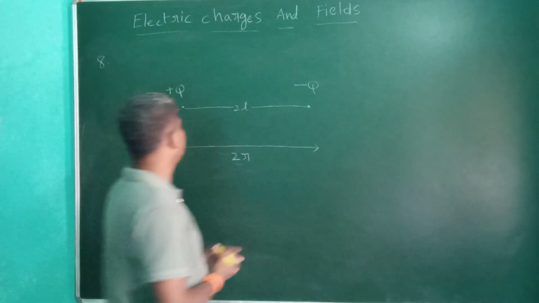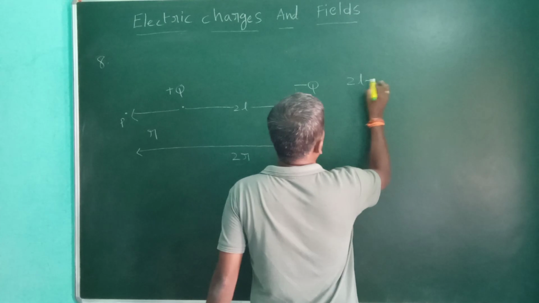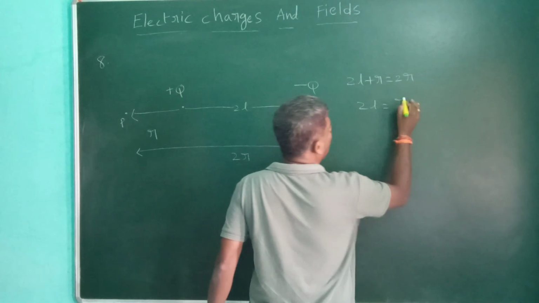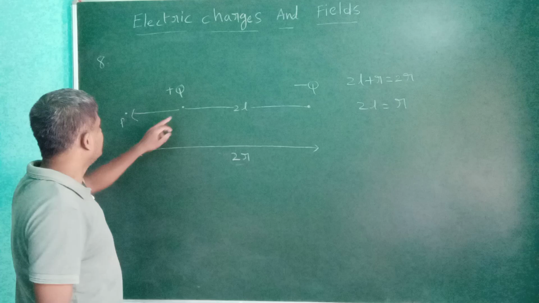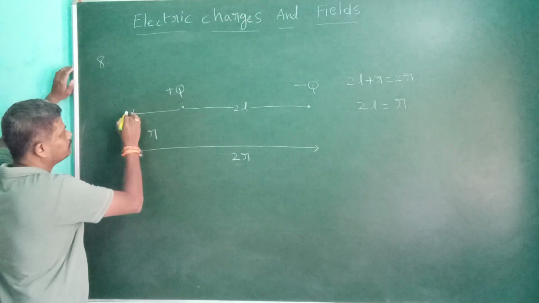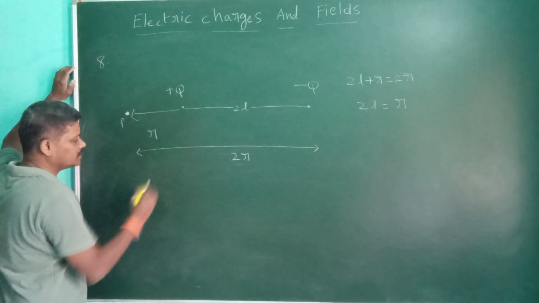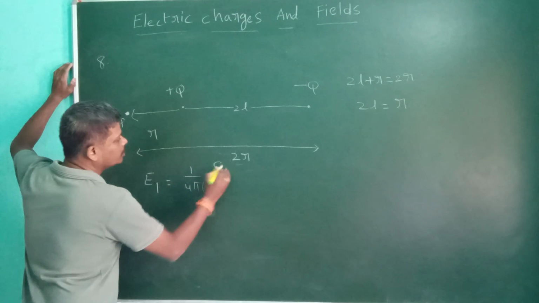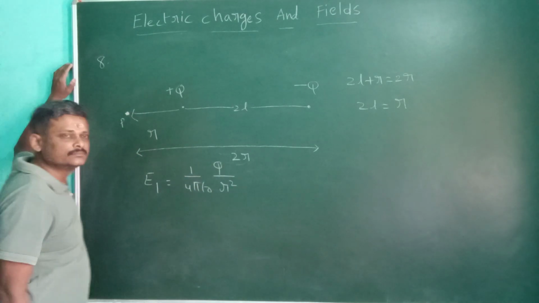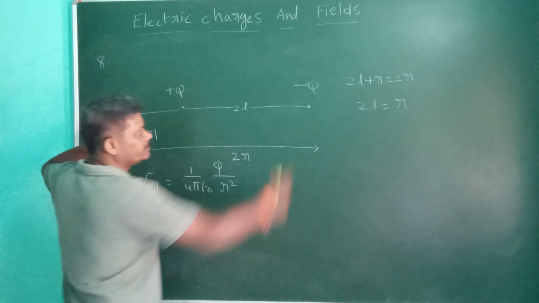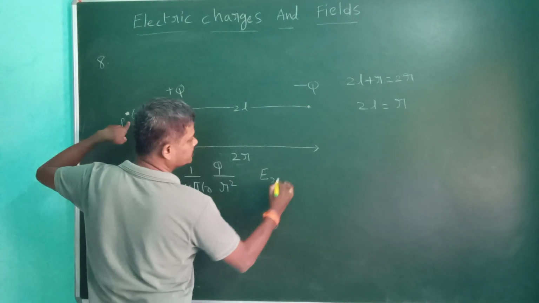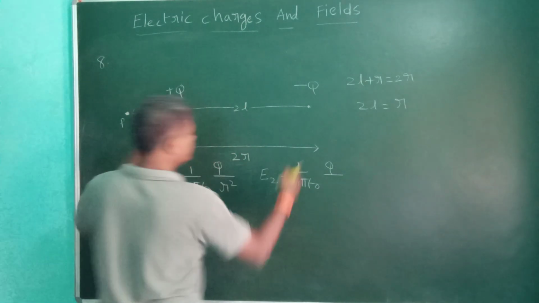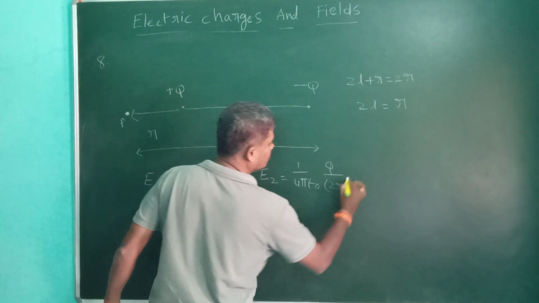From this I can write 2L plus R is equal to 2R, or 2L is equal to R. Now the electric field intensity at P because of the positive charge is given by E1, that is equal to 1 by 4 pi epsilon naught Q by R square. And the electric field intensity at this point because of the negative charge is given by E2, that is equal to 1 by 4 pi epsilon naught Q by 2R whole square.